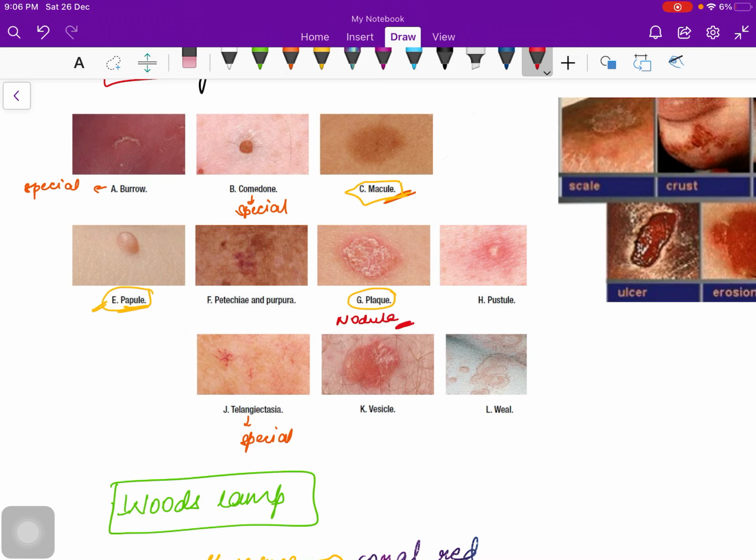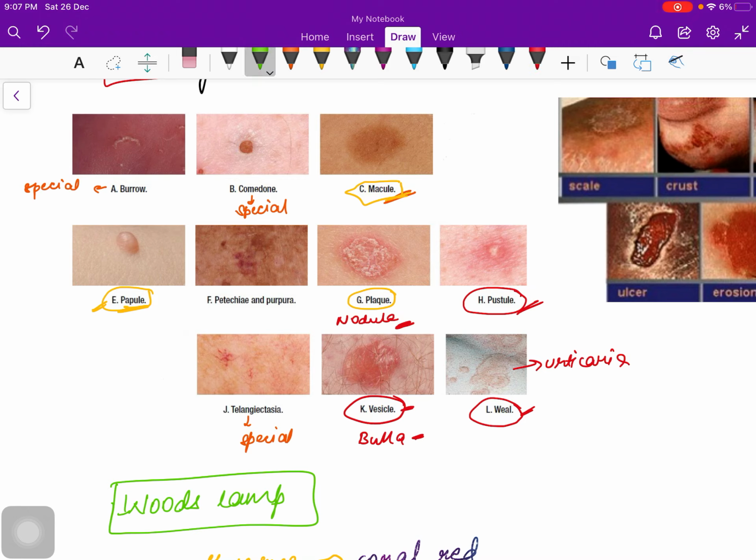Then coming on to fluid-filled lesions. Clear fluid-filled lesions can be either vesicles or bulla. If the lesion is less than 0.5 centimeter, it is a vesicle. More than that is a bulla. A lesion containing pus is known as a pustule. Then coming on to wheal, it is a transient lesion that characteristically is present in case of urticaria.